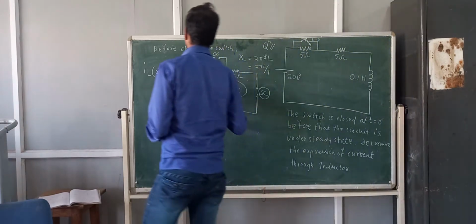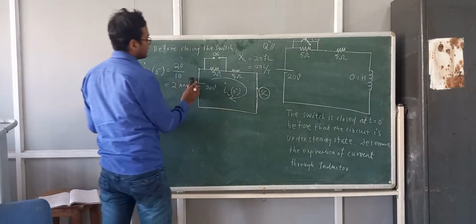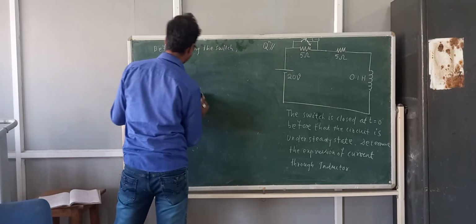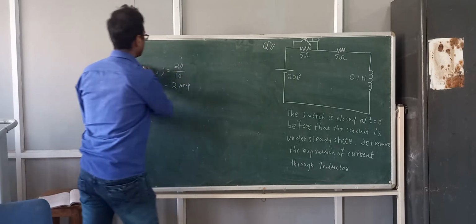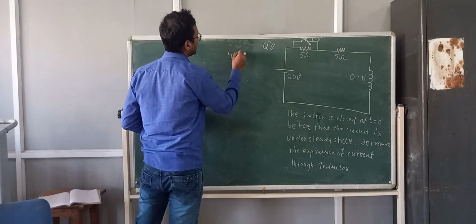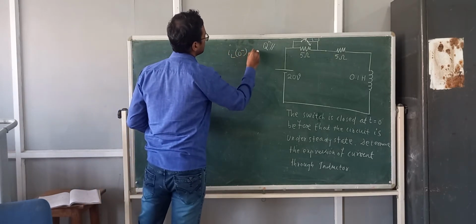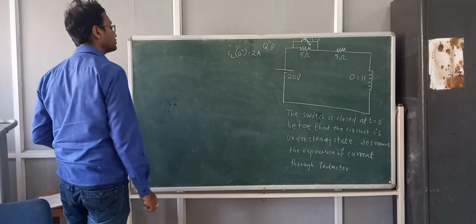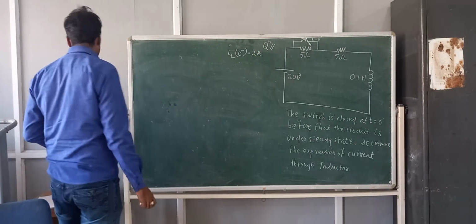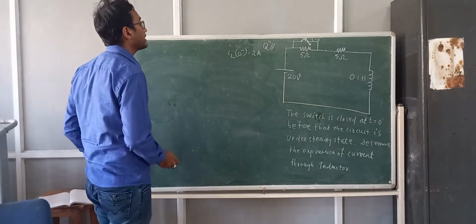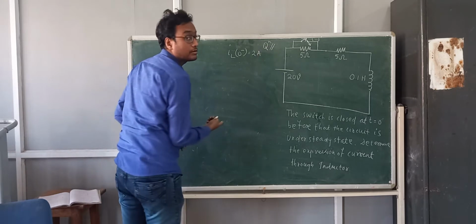So we have determined the initial current. Initial current IL(0-) equals 2 ampere. What do we have to do next? Then the switch is closed. The initial current is this. What will happen after closing the switch? How will the circuit behave?